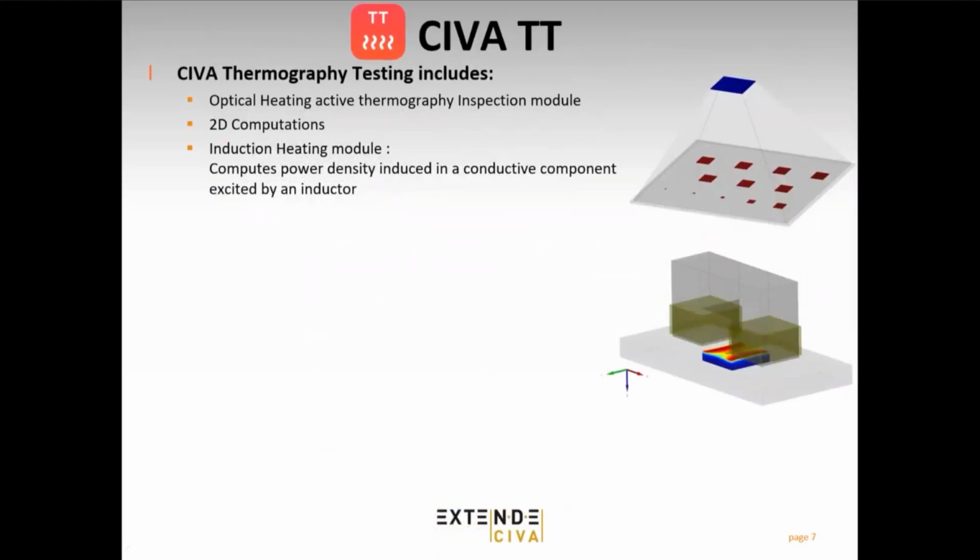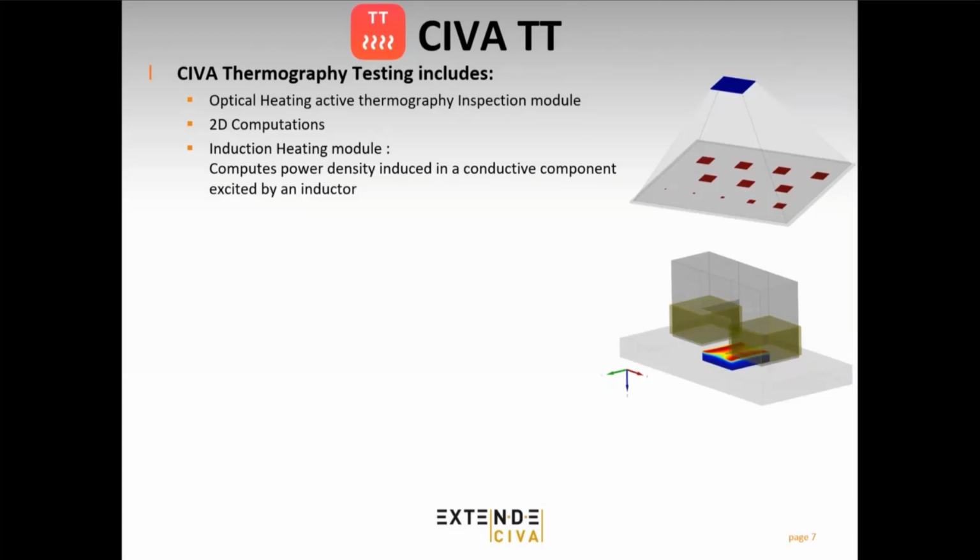So CIVA TT, this is the first version within CIVA of this modeling software for thermal testing. It deals mainly with optical heating, active thermography inspection module, so flash lamps, halogen lamps, and so on. Let's mention that for the moment, it's only 2D computations.